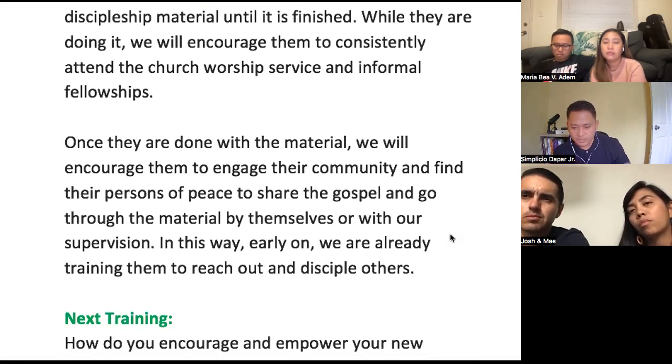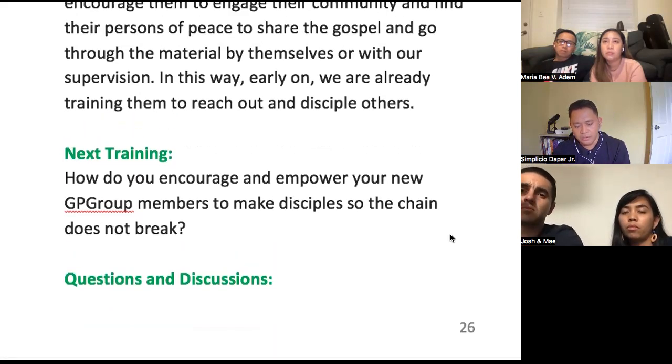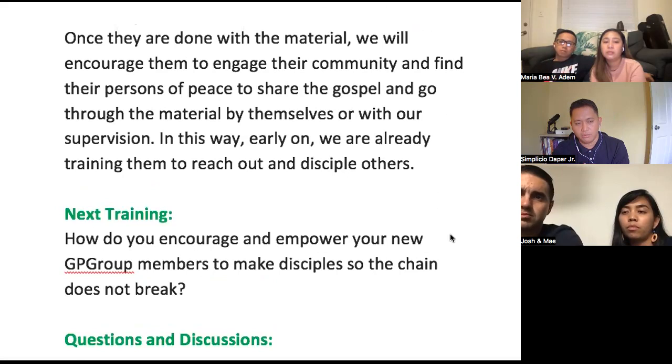So while something is going on midweek, and we see they are persons of peace, we slowly invite them to the church and to our informal fellowship. And once they're done with the material, we will encourage them to engage their community and find their persons of peace to share the gospel and go through the material by themselves or with our supervision. So in this way, early on, we are already training them to reach out and disciple others, so the chain doesn't break.